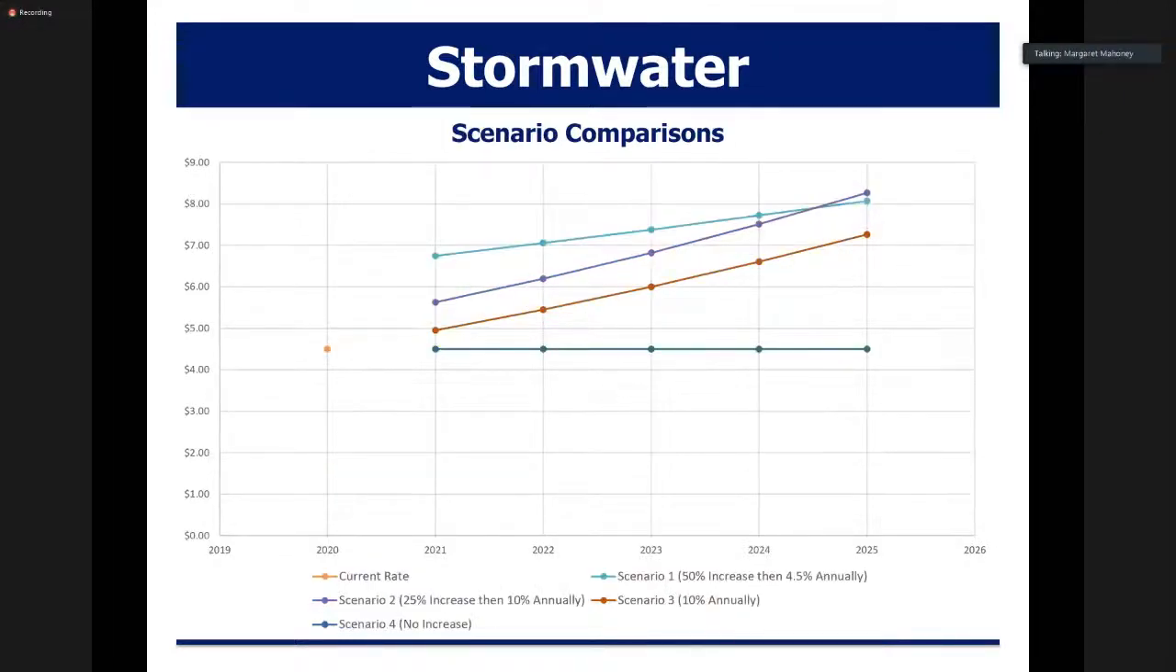So in looking at comparisons of the scenarios themselves, you can see here we have the current rate over there in 2020, the little orange dot. So we've got the four different scenarios. Scenarios one, two, and three are showing that incremental increase up to the point in 2025. And then, of course, you have your scenario four, which is the no rate increase.